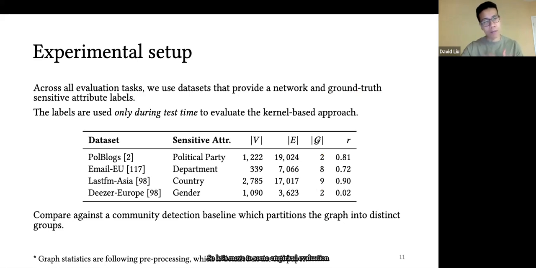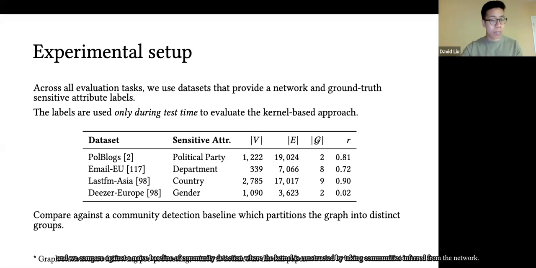So let's move to some empirical evaluations. Across the board, we use data sets that provide not only a social network, but also the ground truth sensitive attributes. We only use the sensitive attribute at test time to ensure that the inequality amongst the known groups is actually reduced. And we compare against a naive baseline of community detection, where the kernel is constructed by taking communities inferred from the network. This violates our initial criteria of not partitioning the network, but it is nonetheless a naive baseline to compare against.